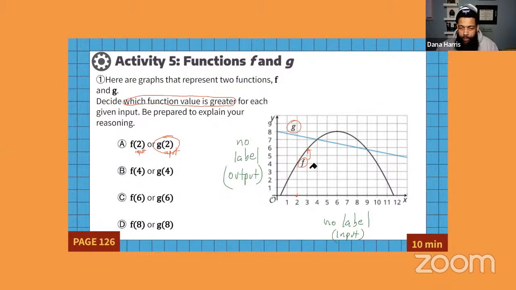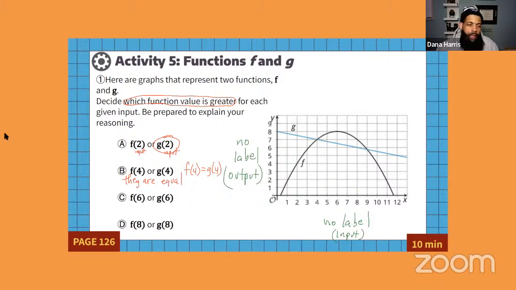Let's erase this now, because I don't want to confuse y'all. And let's erase that dot. Now, part B says F of 4 or G of 4. We're still trying to find out which one is higher. Let's go to the input of 4. And notice when I get to 4, they are the same because they intersect at that point. So which one is higher? We could say they are equal. So we can write a statement that says F of 4 is equal to G of 4.